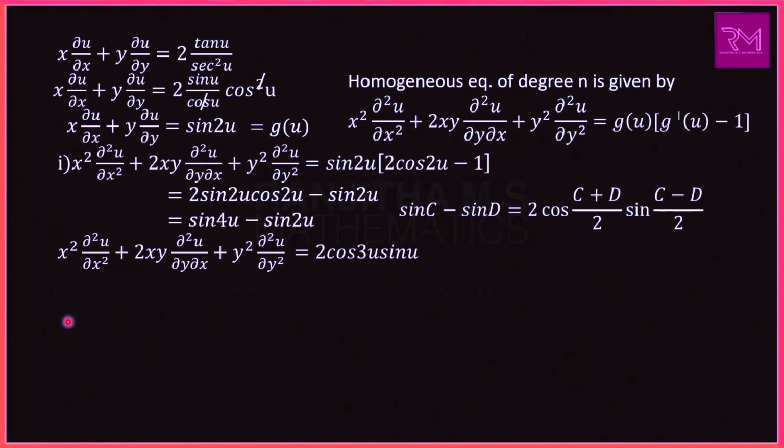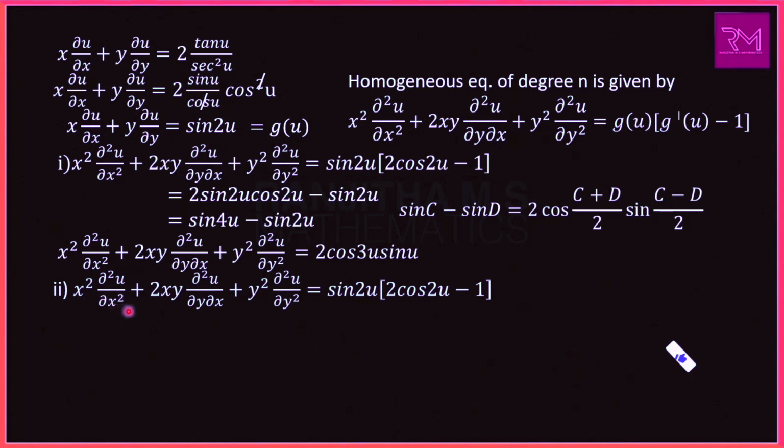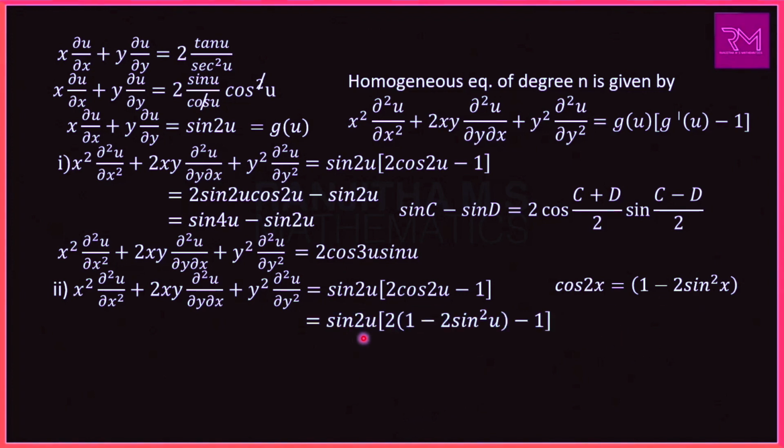In the similar way, we have to prove the second one, that is x² ∂²u/∂x² + 2xy ∂²u/∂y∂x + y² ∂²u/∂y², which is equal to, here g(u) is sin 2u into g'(u) which is 2 cos 2u − 1. Now we know from the trigonometric formula, cos 2x in terms of sine, we can write as 1 − 2 sin² x. Here in the place of x we have u. Substituting for cos 2u, we get sin 2u into 2(1 − 2 sin² u) − 1.